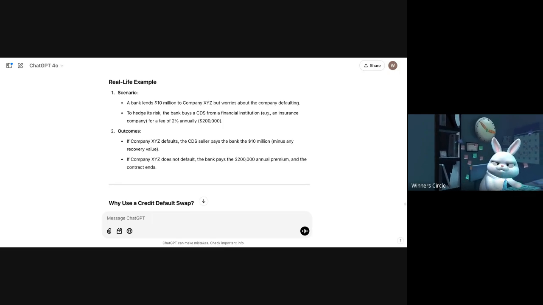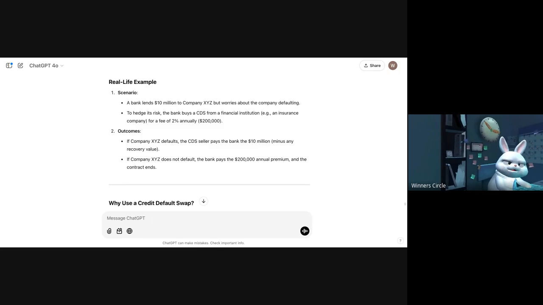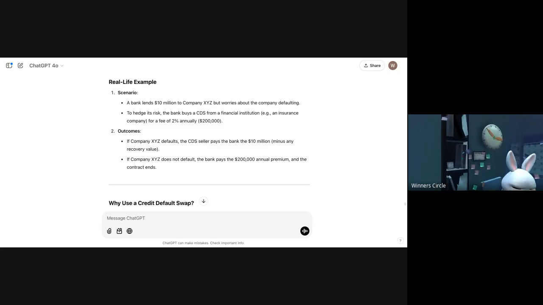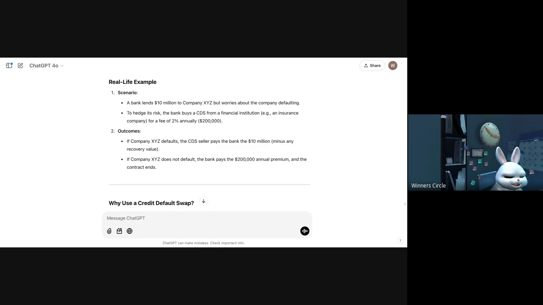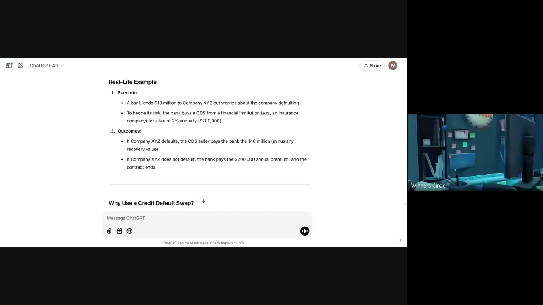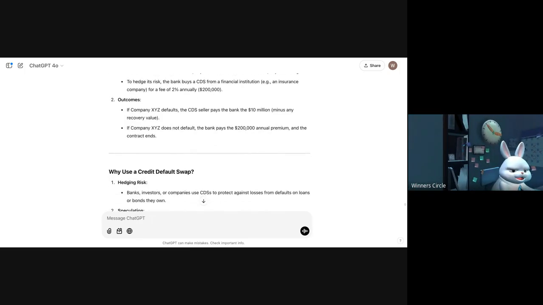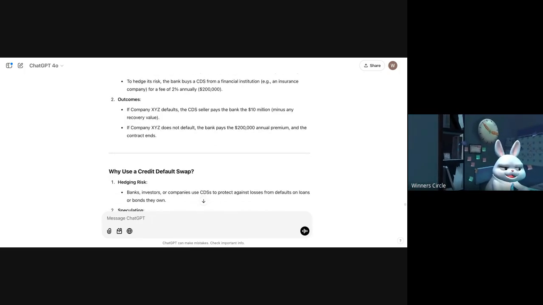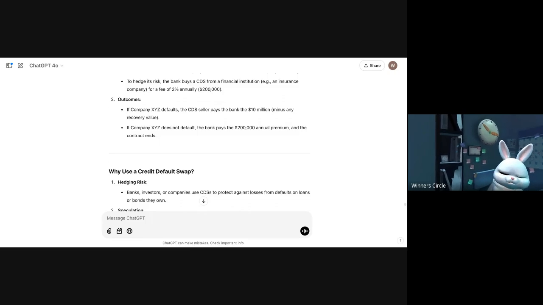Okay, so when you go to the dealership, you don't know the deal that them and the bank worked out. Outcomes. If company XYZ defaults, the CDS pays the bank $10 million minus any recovery value. So you see, the bank is not going to lose anything, or if they do lose it, they're covered in their losses. All right. If company XYZ does not default, the bank pays the $2,000 annual premium and the contract ends.